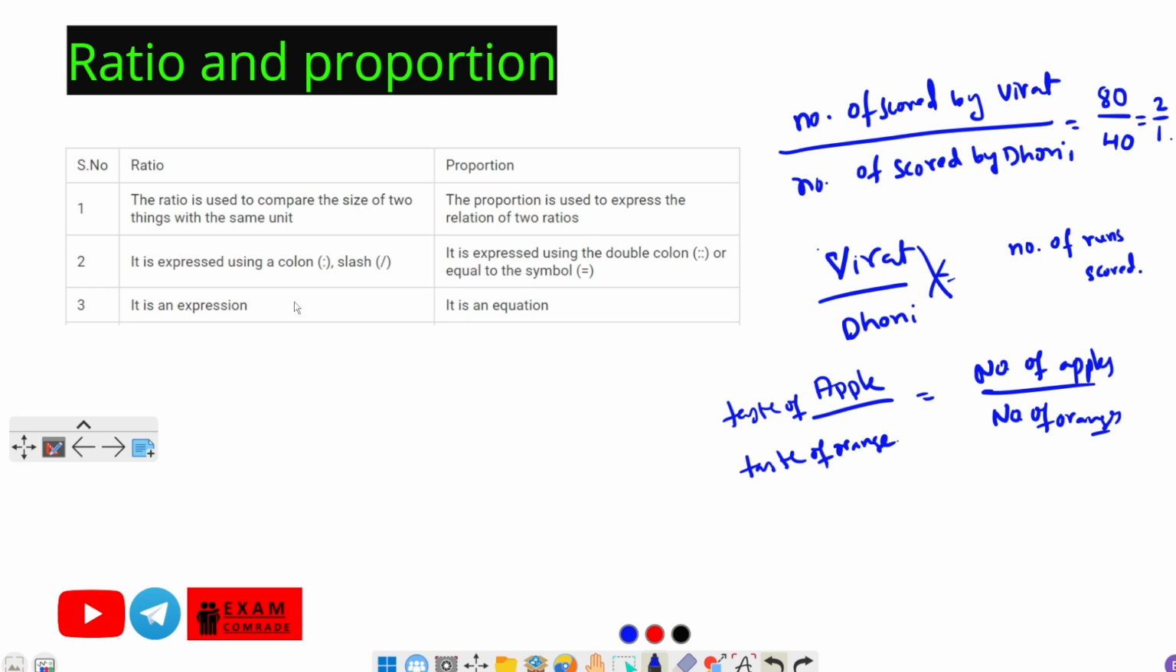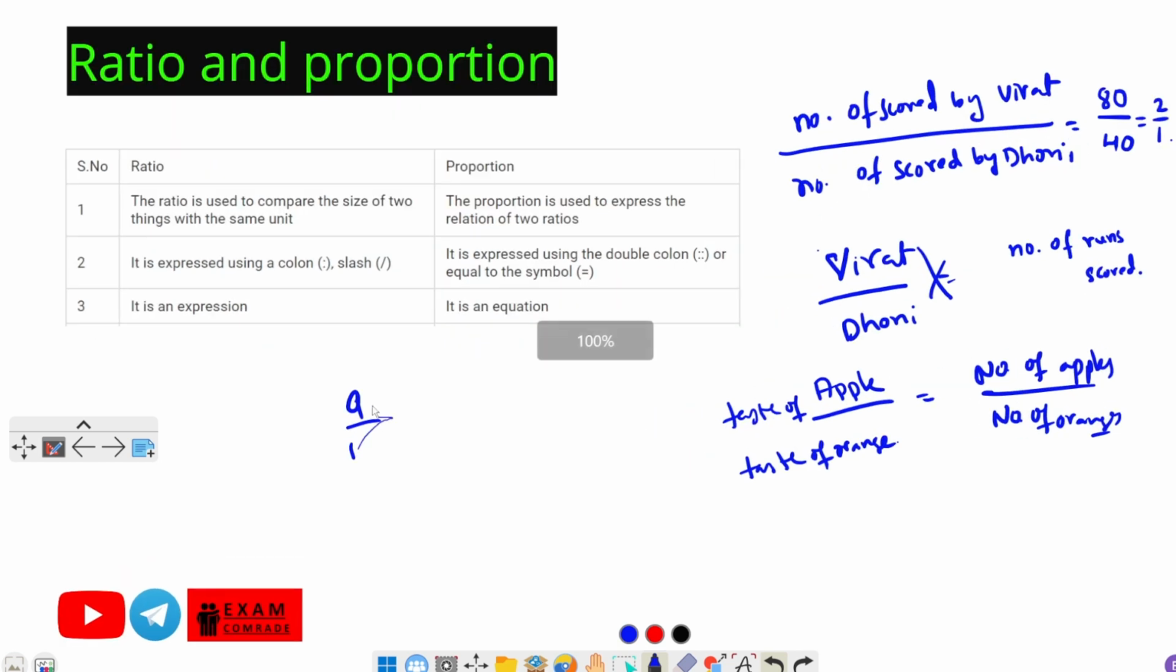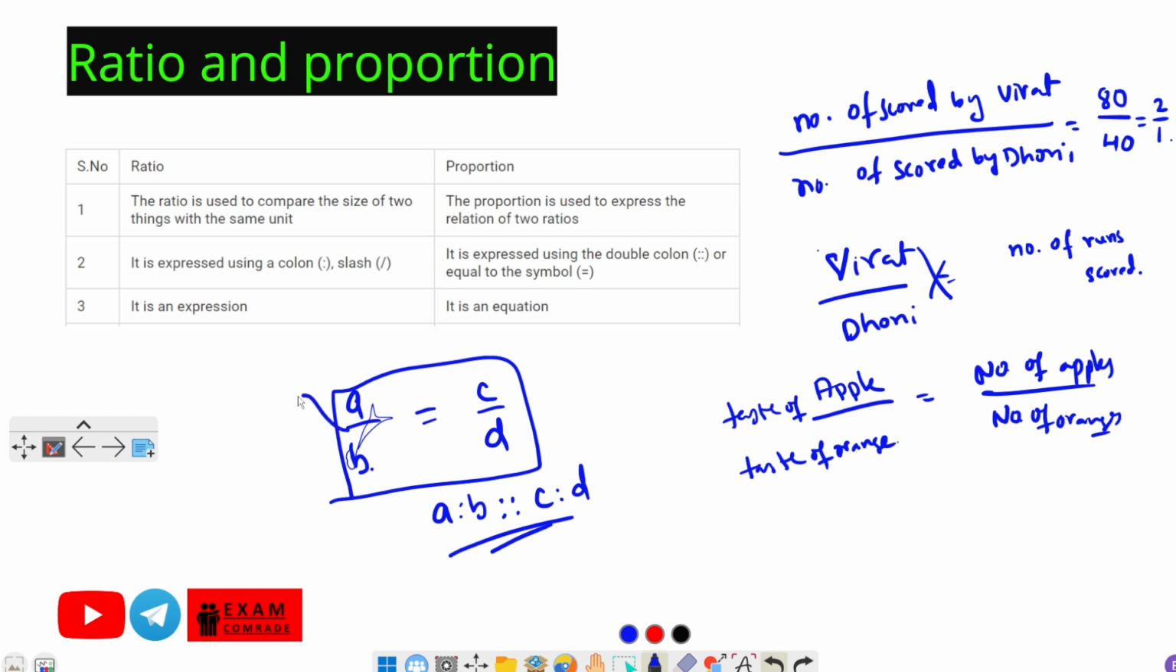It is expressed using a colon. It is an expression. Okay, what is proportion? This is the ratio. When we compare two ratios, it is called as proportion. When we equate A by B equal to C by D, it is called as proportion, right? This can also be expressed as A is to B double colon C is to D. This is an equation, whereas the left hand term is a ratio. Right hand term is also a ratio.